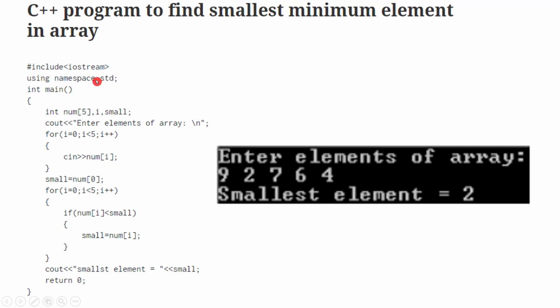So the headers, iostream, namespace, main, number I. So you have small here. Previously you had large. Then everything is here. Then the same thing. We are assuming that the first value is small. Then for I, number I less than small. If 9 is less than 9, so that condition will come. So it will keep on checking.